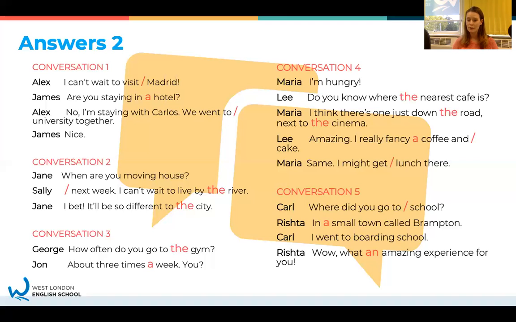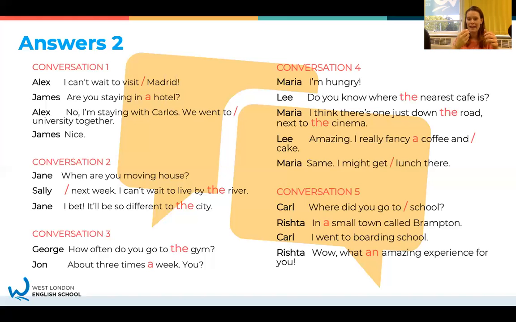In conversation 4, we've got, do you know where the nearest cafe is? That's because nearest is a superlative, so we say the nearest. Maria replies with, just down the road. Now, if Maria and Lee are talking together in the street, then they know which road they're talking about.